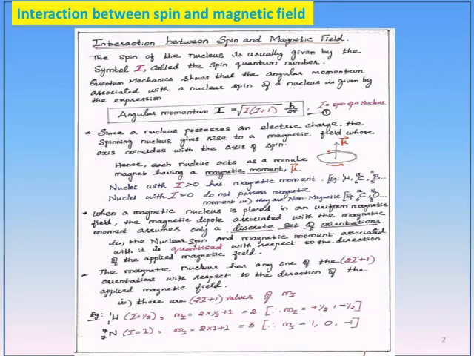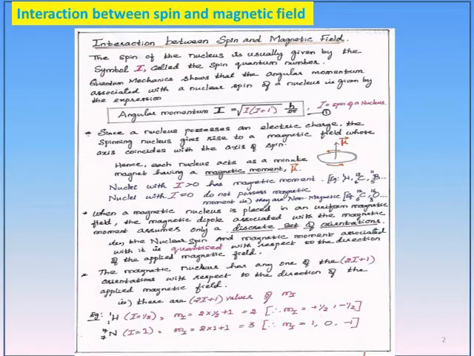When a magnetic nucleus is placed in a uniform magnetic field, the magnetic dipole associated with the magnetic moment assumes only a discrete set of orientations. That is, the nuclear spin and the magnetic moment associated with it are quantized with respect to the direction of the applied magnetic field. So the magnetic nucleus has any one of the 2I plus 1 orientations with respect to the direction of the applied magnetic field. So there are 2I plus 1 values of Mi.